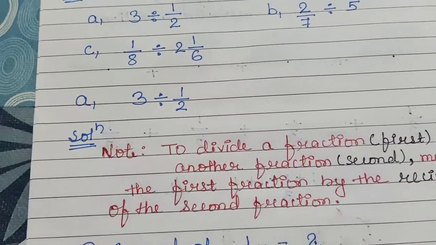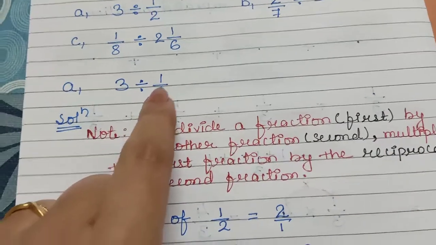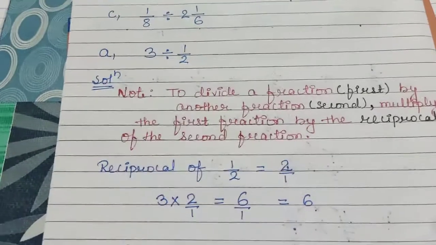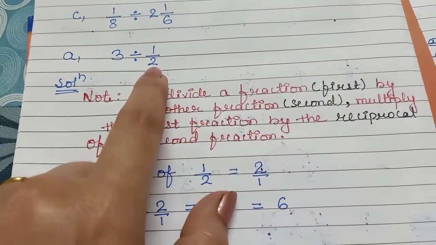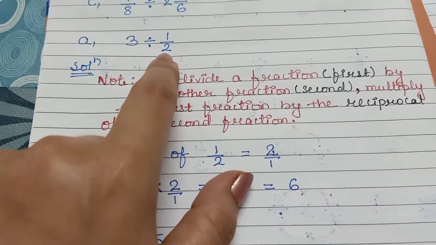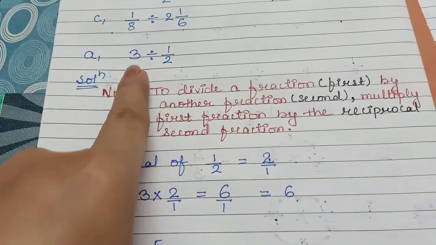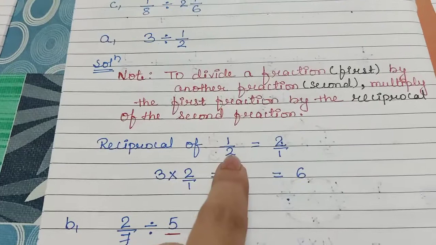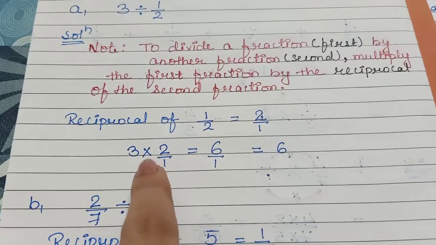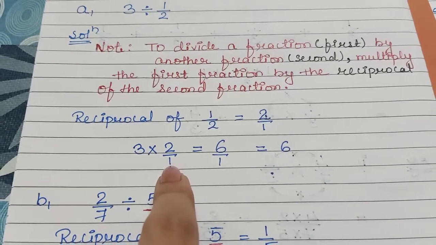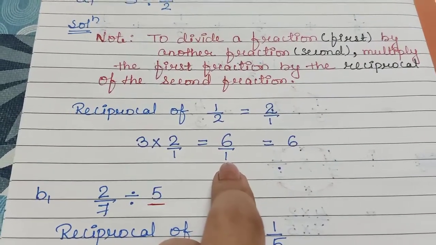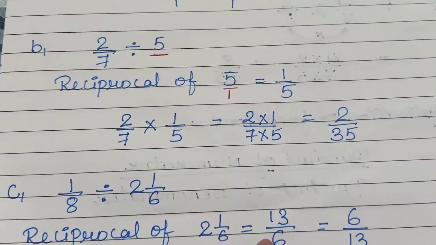Now let's take the first example, that is 3 divided by 1 upon 2. As this note says, we have to take the reciprocal of the second fraction, and we have to multiply that with the first fraction. The reciprocal of 1 upon 2 is nothing but 2 upon 1, as we have understood already. Now what you have to do is multiply. So 3 into 2 upon 1 is equal to, as we know how to multiply fractions, 6 upon 1, which gives you 6.